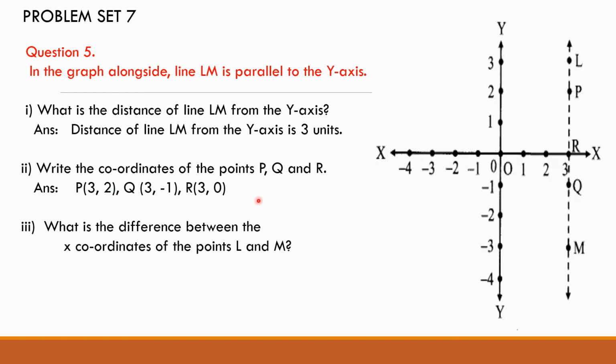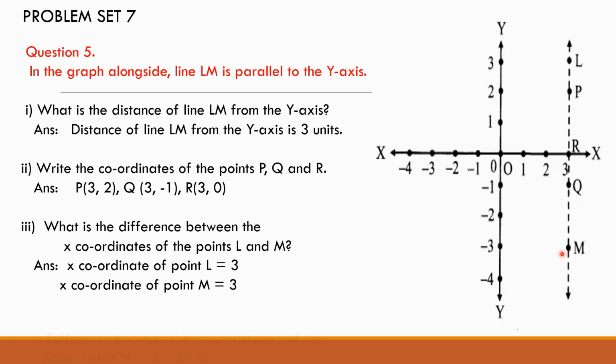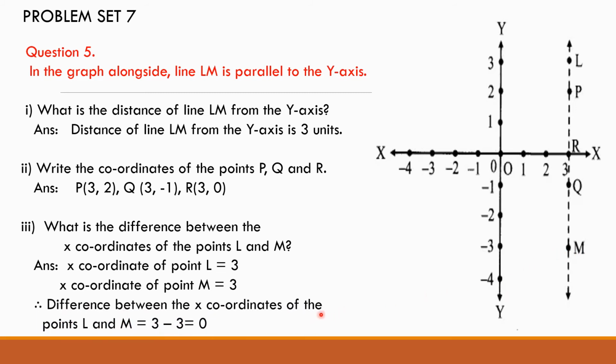And the next question, question number 3. What is the difference between the x coordinate of the point L and point M? In this figure, the x coordinate of the point L is 3 and the x coordinate of the point M is also 3. Therefore, the difference between the x coordinates of L and M is 3 minus 3, which is equal to 0.